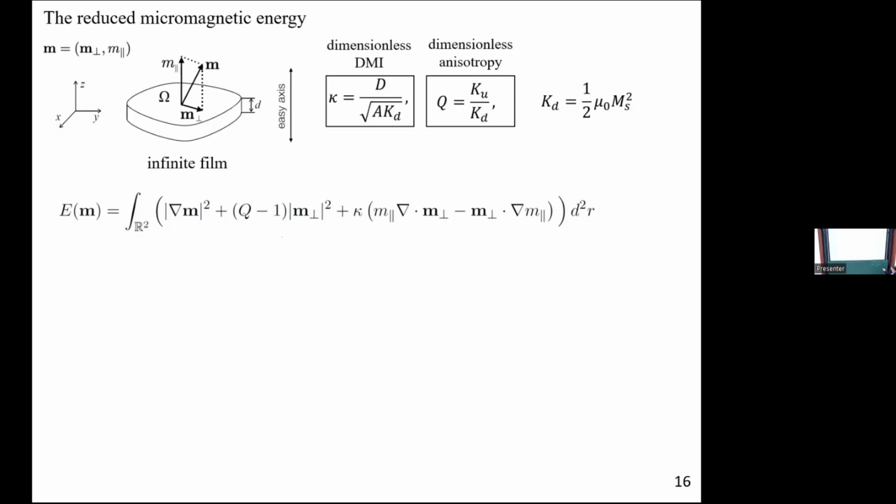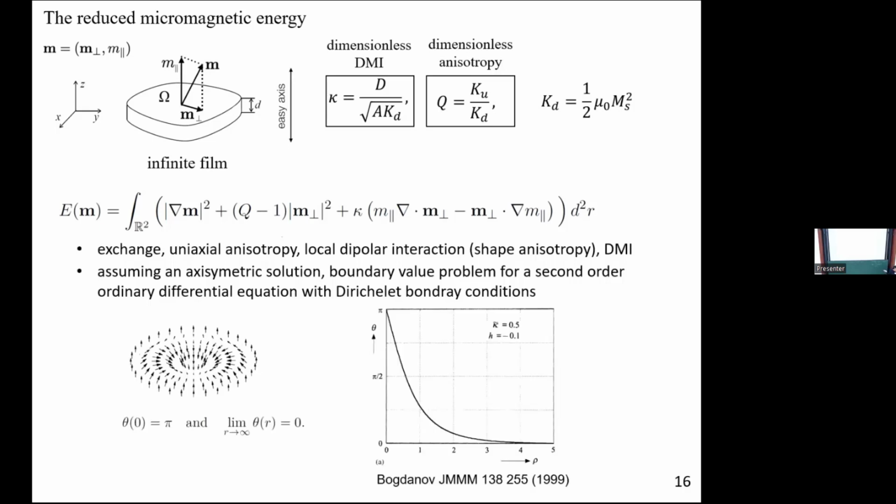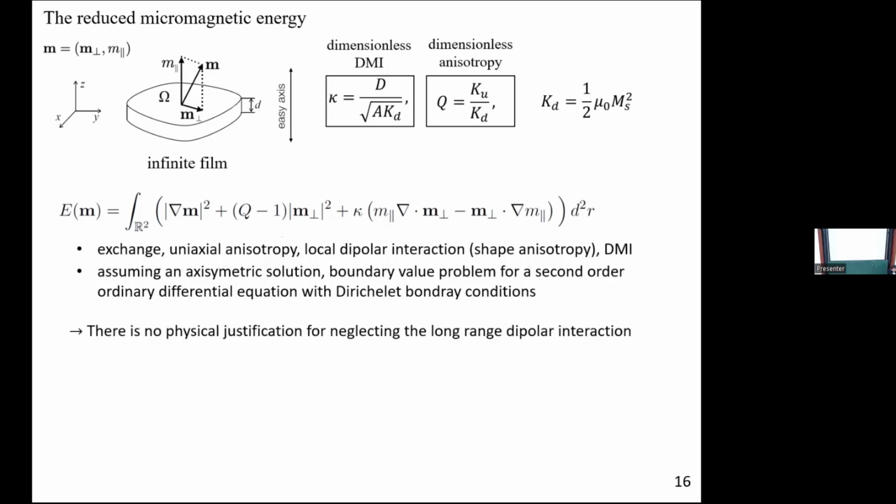And what is important is that we define a non-dimensionalized DMI parameter and a non-dimensionalized anisotropy. And here you see a model where we have exchange, anisotropy, and DMI. And so you can assume that the solution is axis symmetric, and you just have to solve a boundary value problem with Dirichlet boundary conditions, which are spin down in the center and spin up at infinity, for example, and you get such a profile for the skyrmion rotation.